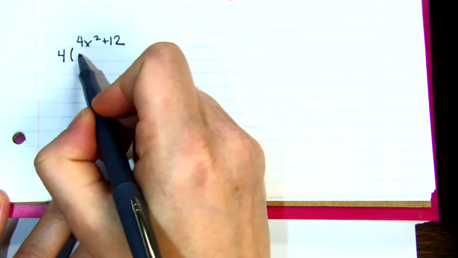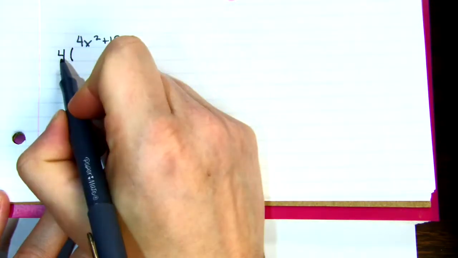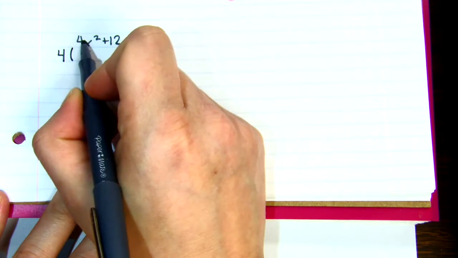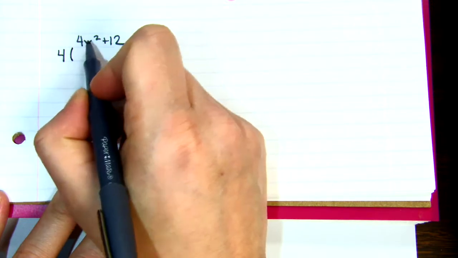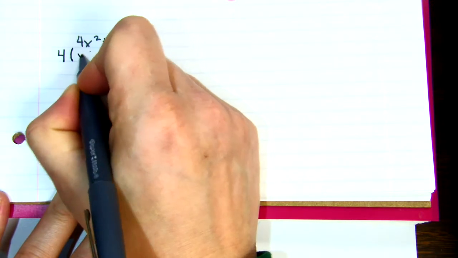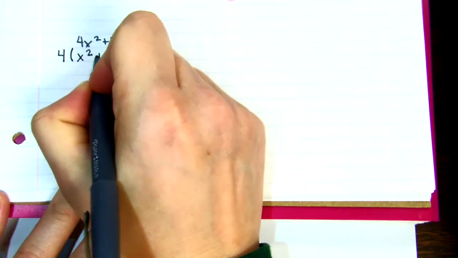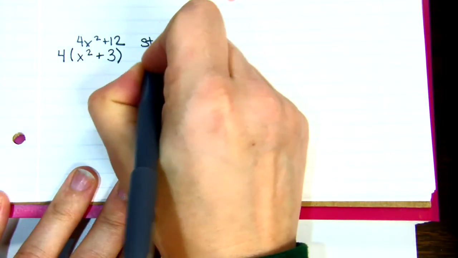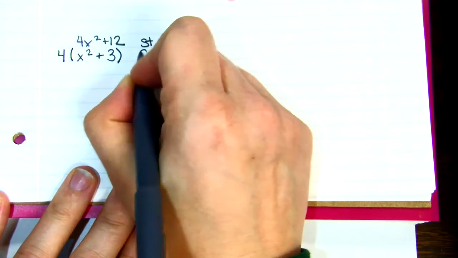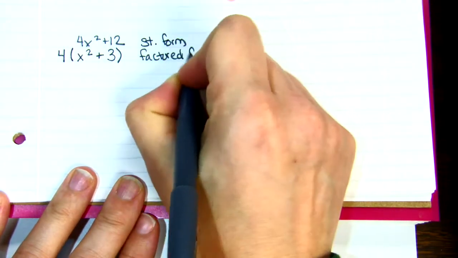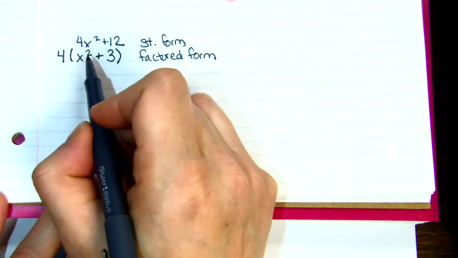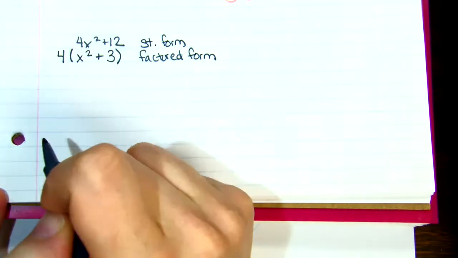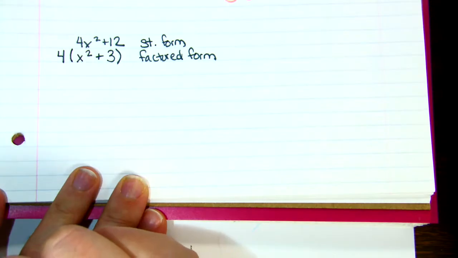And then I have to think about what's left behind when I factor out that 4. So 4 times what gives me 4x squared? Well, 4 times 1 will give me that 4, and then x squared will give me the x squared. I don't need to write 1x squared though, I can just write it as x squared. And then 4 times what gives me 12? Well, that's 3. So this is my standard form, and then this right here is my factored form. Now, because this is an x squared, I would maybe think about factoring further once I do some of my other lessons. Turns out you can't factor this any further, so this is the completely factored form.